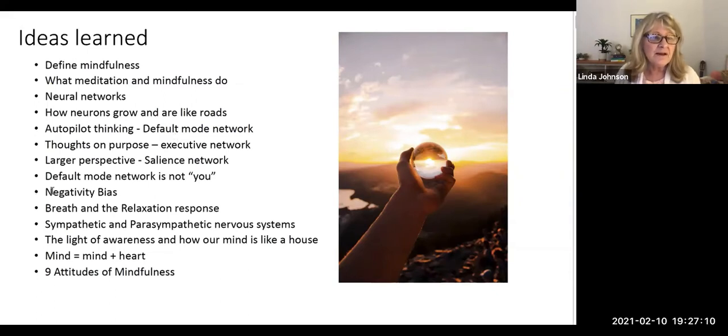We learned about the negativity bias of the brain, which relates to today's talk, which is the evolution of suffering. Part of the evolution of suffering is the negativity bias that arose. We learned about the breath and relaxation response, about the sympathetic and parasympathetic arms of our nervous system that we seesaw between. We learned about the light of awareness and how our mind is like a house where we can direct our awareness to the different rooms of the house.